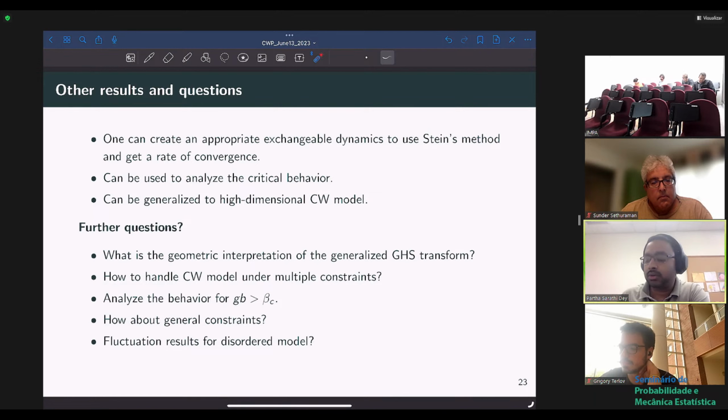So the next question is, can anything be said about the disordered model? For example, is there also a phase transition at some beta c, depending on the disorder, which is different from the non-disordered case? If beta is less than beta c, can one say anything about the fluctuation results for the overlap or for the log-partition function, which is a harder version?